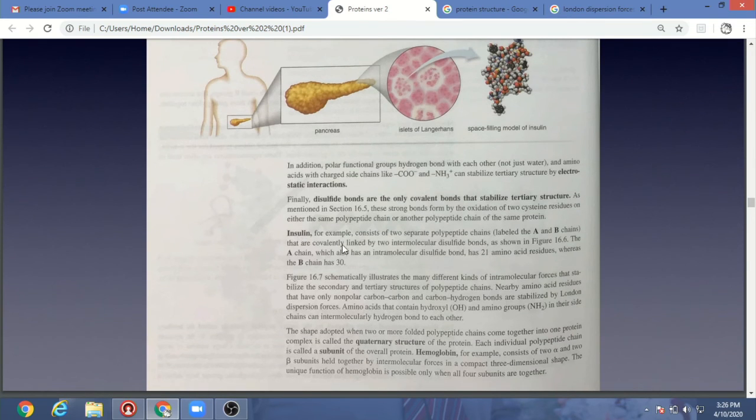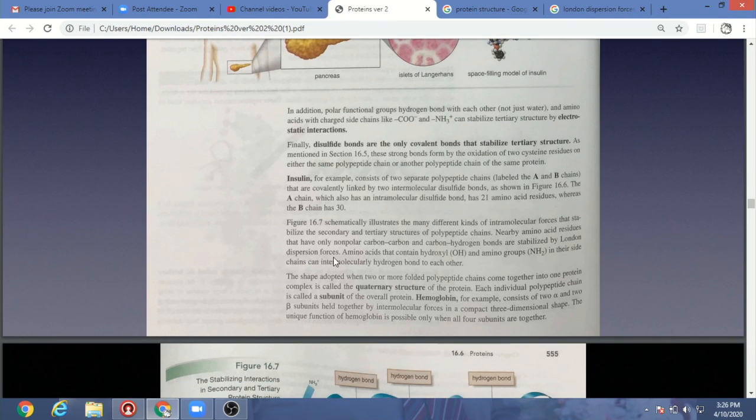I already went through the insulin example here with the two chains of insulin and how they're bonded to each other. So here's the final contributor to the protein structure, which is the quaternary structure. That is the shape that's adopted when two or more folded polypeptide chains come together. So everything we've discussed so far can happen to some polypeptides, and then those polypeptides can come together with each other to form complex structures. That would be a quaternary structure of a protein.